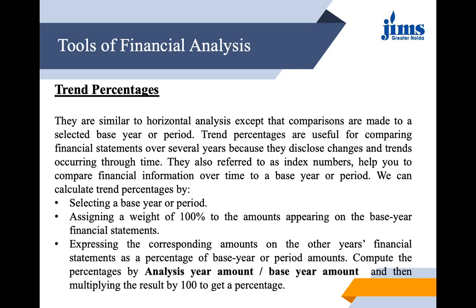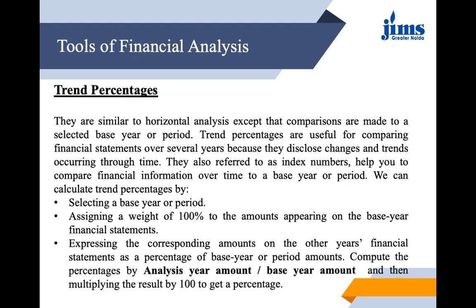We can calculate trend percentages as follows. First, we select a base year or period. Then we assign 100% weightage to the amounts appearing on the base year financial statements, and express the corresponding amounts on the other years' financial statements as a percentage of the base year or period amounts. We divide the analysis year amount by the base year amount, and then multiply the result by 100 to get a percentage. This can be easily understood from the next slide.